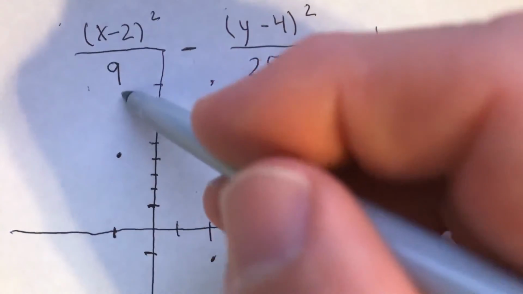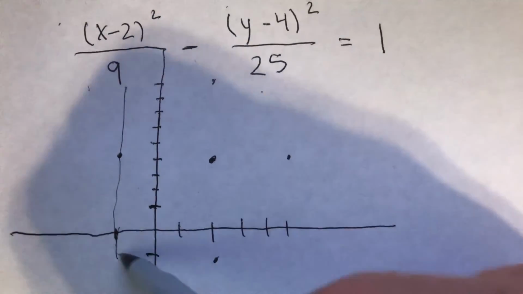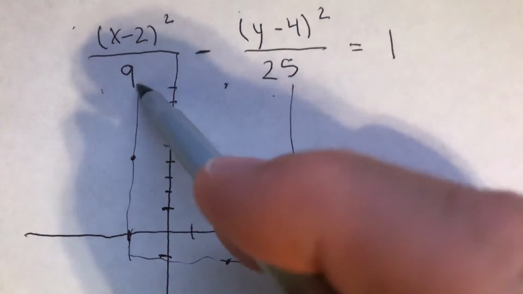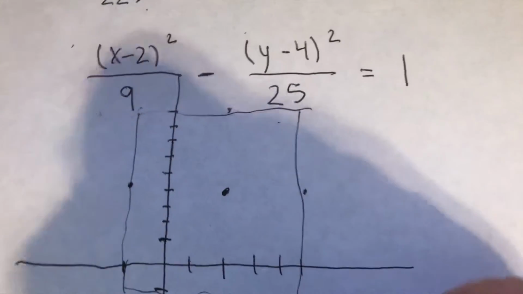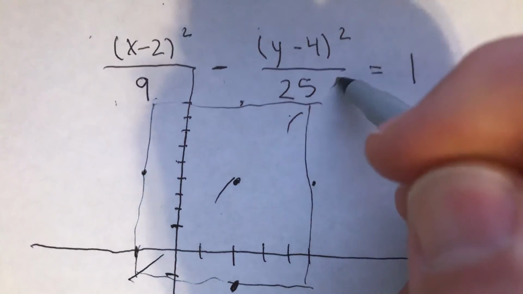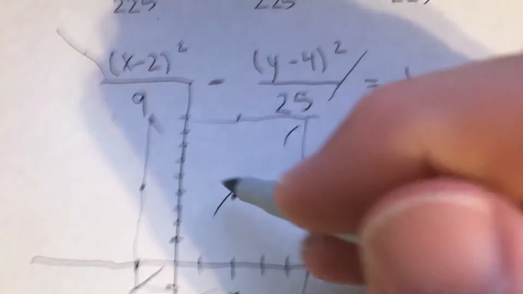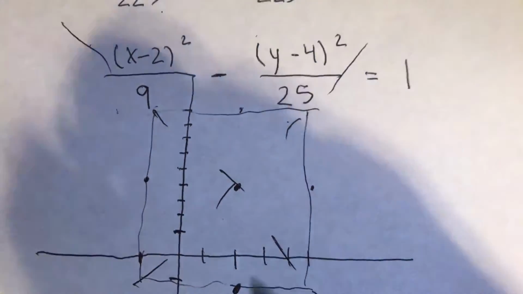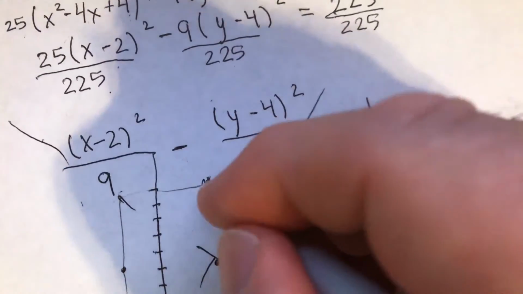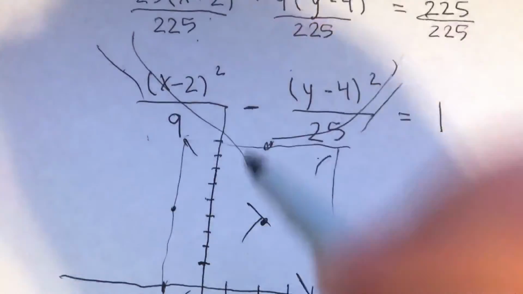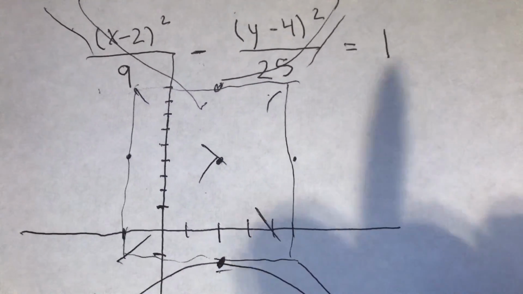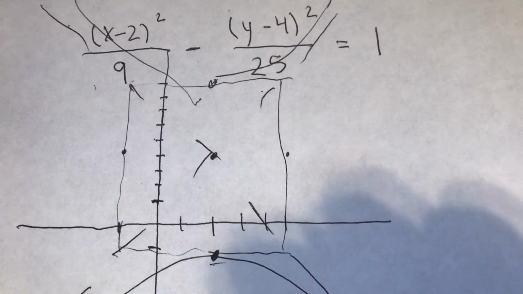I'll draw me a box. The asymptotes are the diagonals of the box. This goes this way, this goes this way. Okay? Now, you don't have to graph it on the quiz, but that's how you graph a hyperbola.